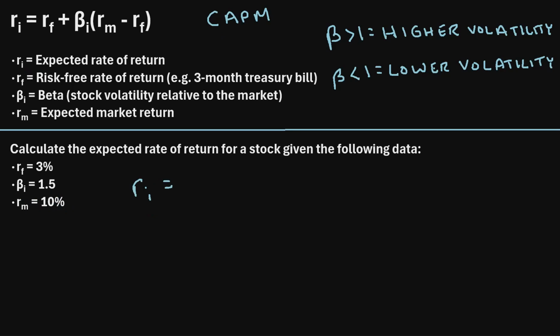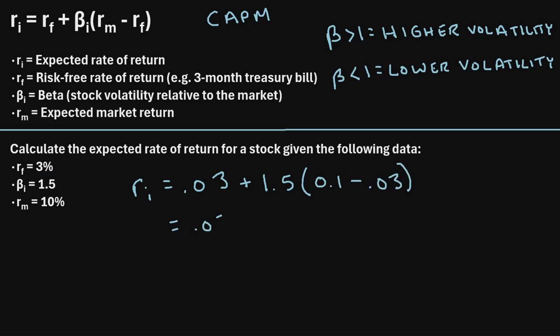So according to the CAPM model, we can calculate the expected rate of return for this stock by saying R sub I is equal to R sub F, so the risk-free rate of return we're told is 3%. As a decimal, that would be 0.03. And then we add beta sub I. So beta sub I, for this stock, the beta is 1.5. So we'll say 1.5 times R sub M, so that's the expected market return. We're told to use 10% here. So as a decimal, that would be 0.1. And then we subtract the risk-free rate of return, so 3% again, which as a decimal is 0.03.